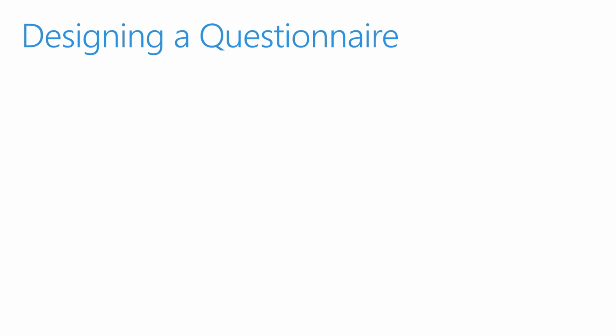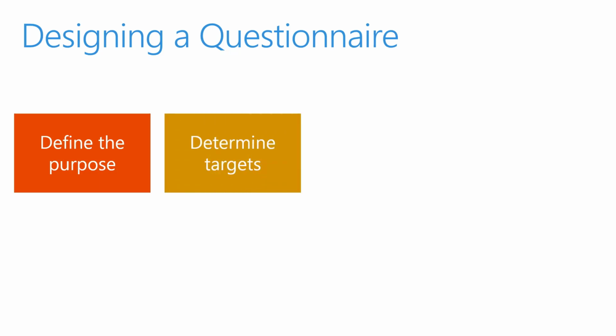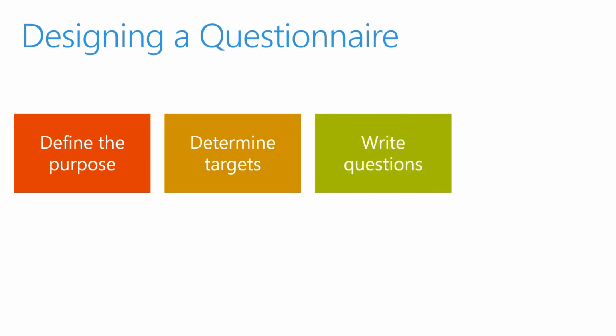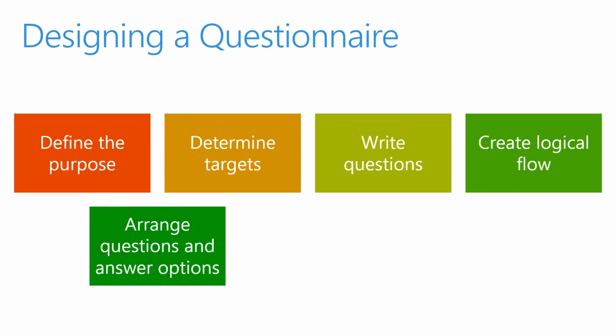Now, the following points can help you plan an effective questionnaire. First, clearly define the purpose of the questionnaire to help guarantee that the questions support the purpose. Determine the individual person or the group of people who should complete the questionnaire. Write questions that will appear on the questionnaire and include answer choices if applicable. Be sure that the questionnaire flows logically so that respondents remain engaged. Arrange questions and answers in the order that they should be presented to respondents in.